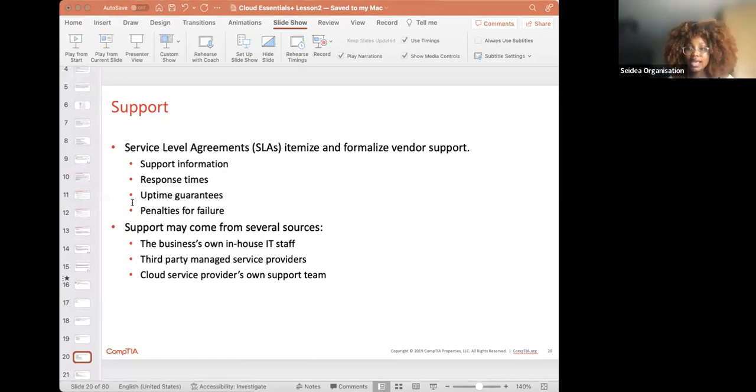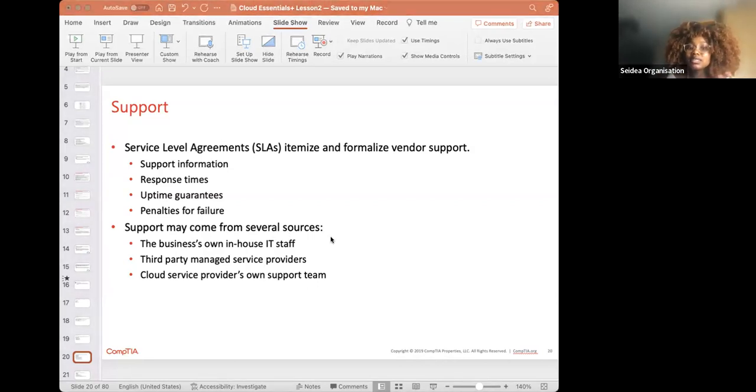So as a cloud architect within your company, you should be thinking, okay, what is our expected level of service, uptime, response times, and what are the penalties if these standards are not met? And this is dealing with your third-party relationships. Also, when we're looking at support, it is understanding that support may come from different sources. So you might have your in-house IT teams. You might also have your managed service providers, your cloud provider support staff.